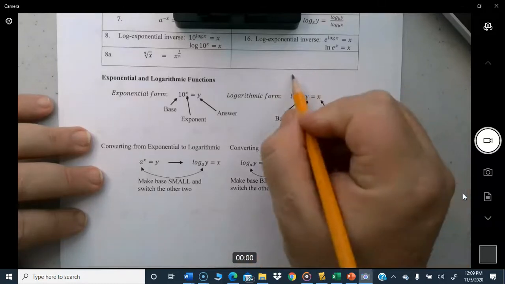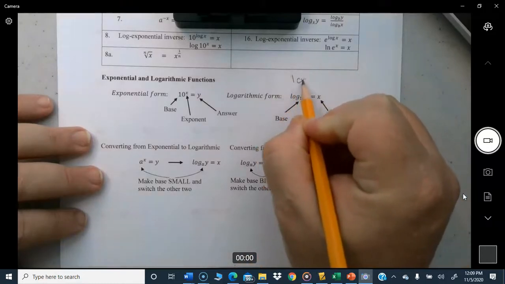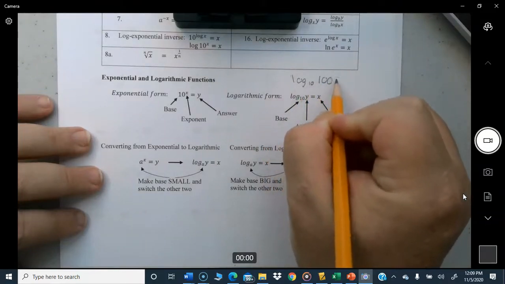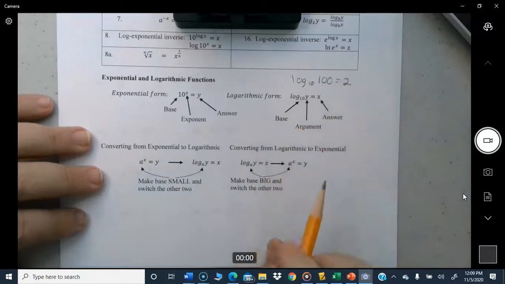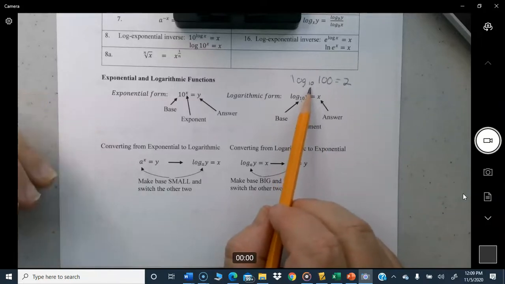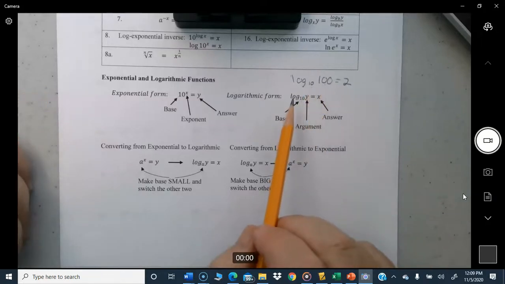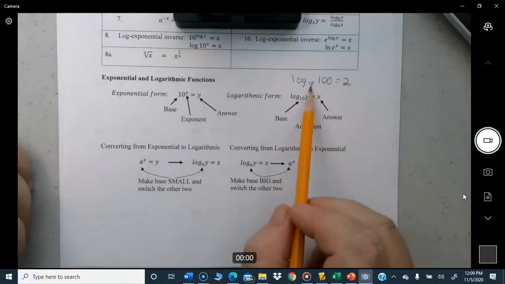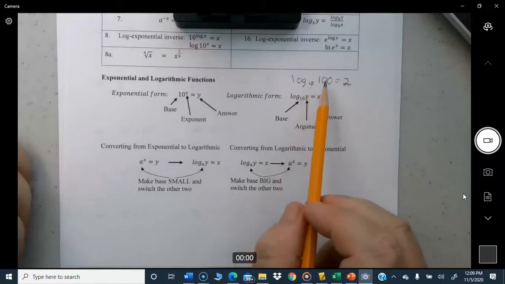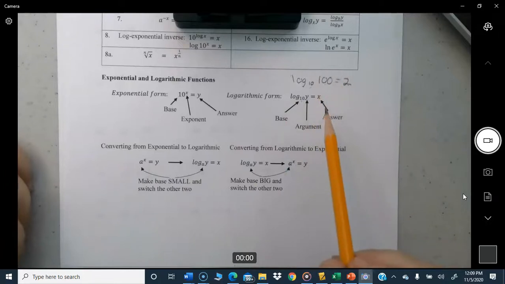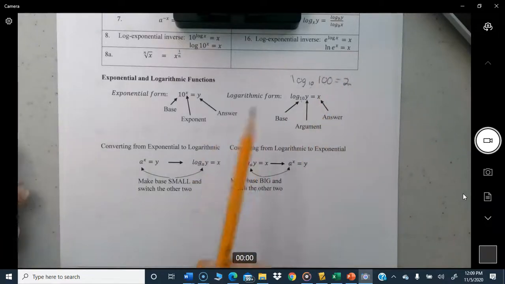So let me write a number example here. Log base 10 of 100. The way to read this is, what exponent do you have to raise 10 to, to get 100? So you'd have to raise 10 to the second power. That's the exponent that you would have to raise 10 to, to get 100. So 10 to the second power gives you 100. It looks kind of backwards and mixed around, but that's what a logarithm is saying.